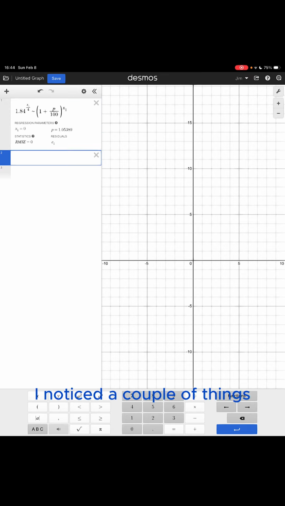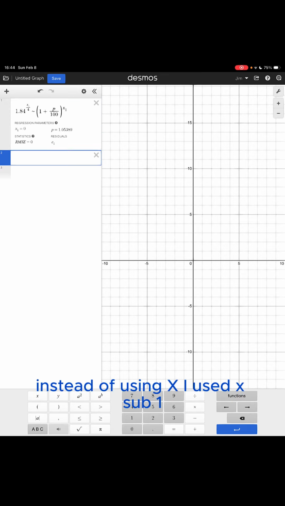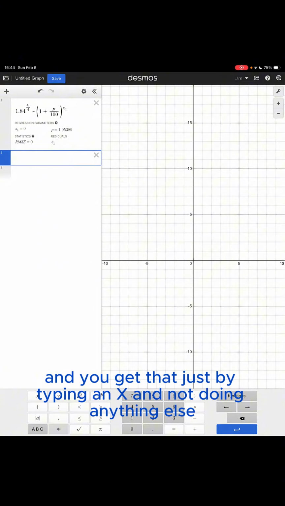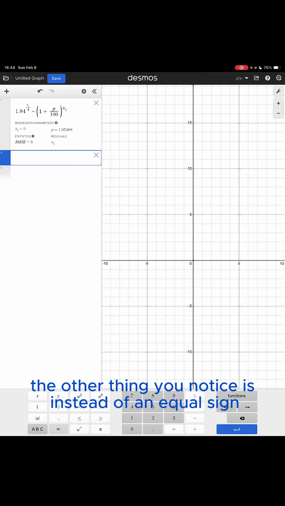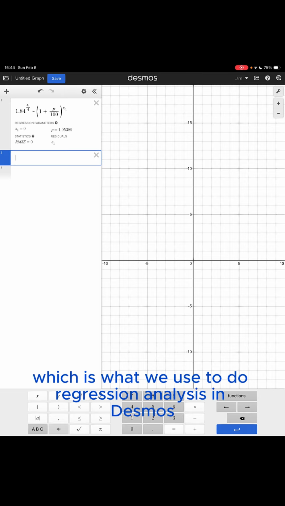Now you notice a couple of things. Instead of using x, I used x sub 1, and you get that just by typing an x and not doing anything else, and then typing the number 1, and Desmos knows to put that in the subscript. The other thing you'll notice is instead of an equal sign, I used the tilde, which is what we use to do regression analysis in Desmos.